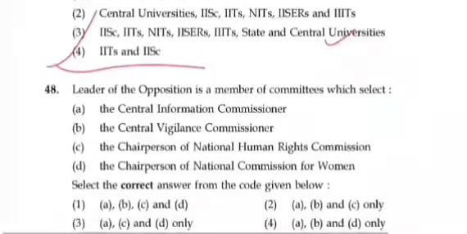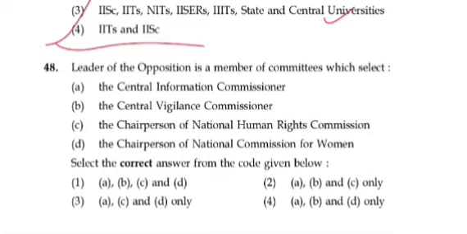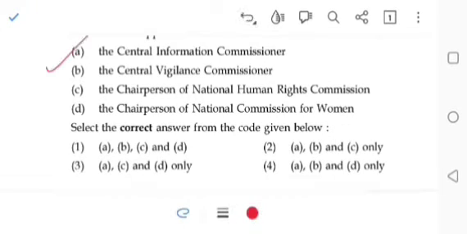Question 48: The Leader of the Opposition is a member of committees which select the Central Information Commissioner, the Central Vigilance Commissioner, the Chairperson of the National Human Rights Commission, and the Chairperson of the National Commission for Women. Options: ABCD, ABC, SCD, ABD. For 48 it will be number 2, A, B and C: the Central Information Commissioner, the Central Vigilance Commissioner, the Chairperson of the National Human Rights Commission.